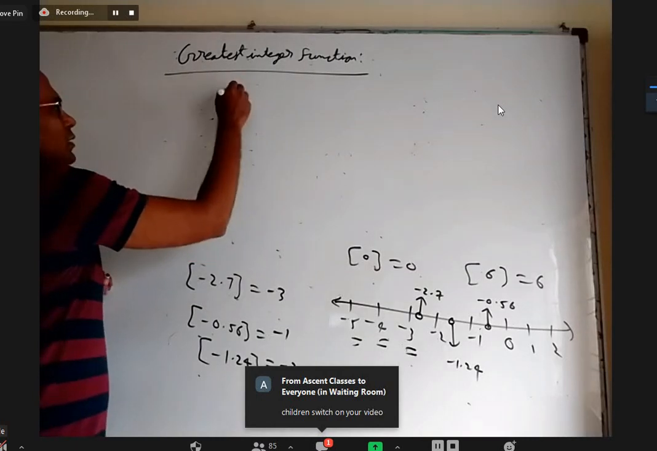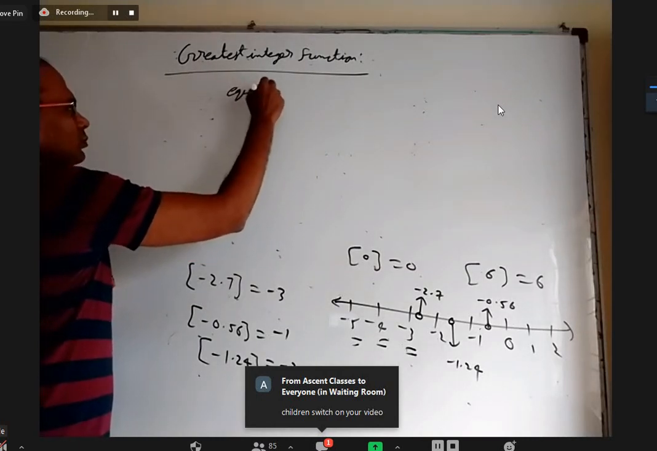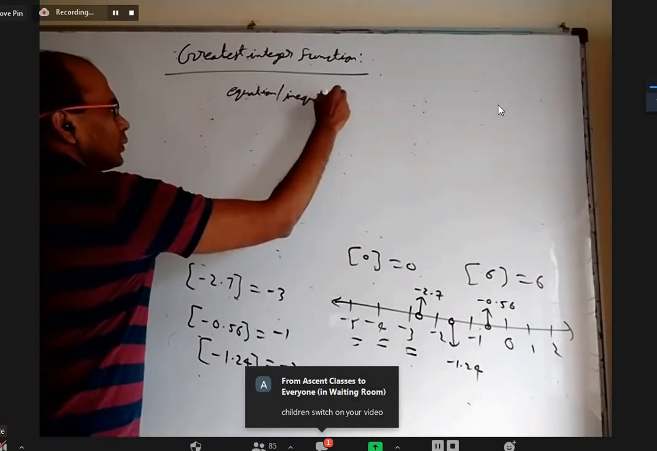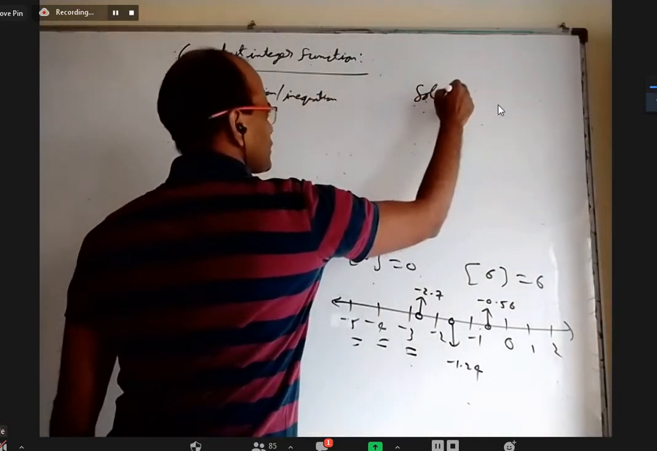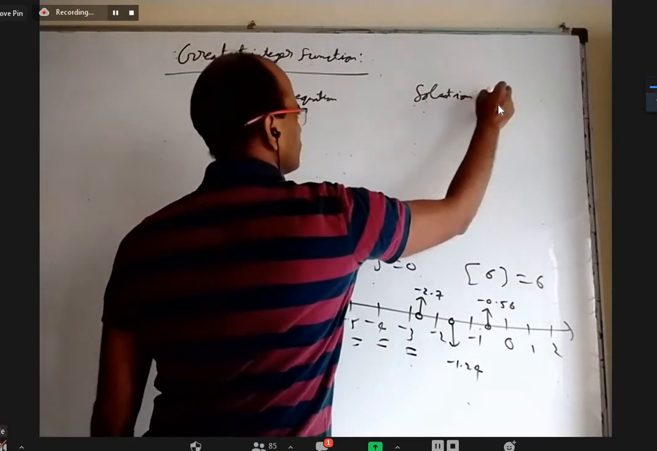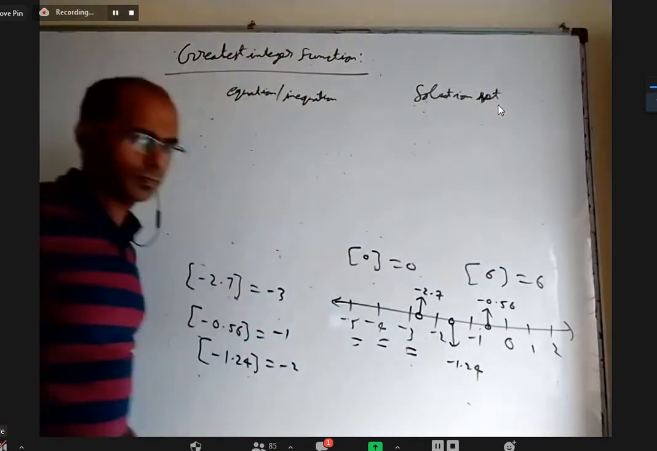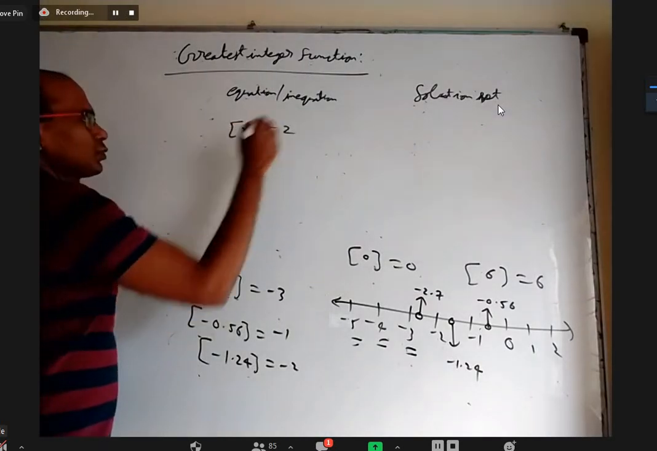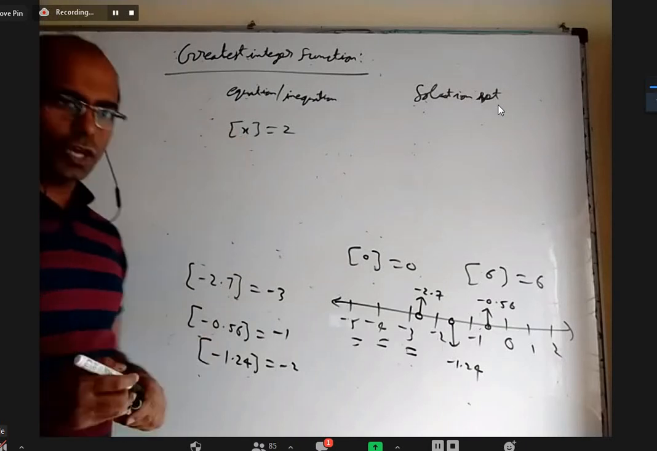Now I want to write one equation or inequation, but I want the solution set. Integer part of x is equal to 2. Satisfying this, how many x values will be there?